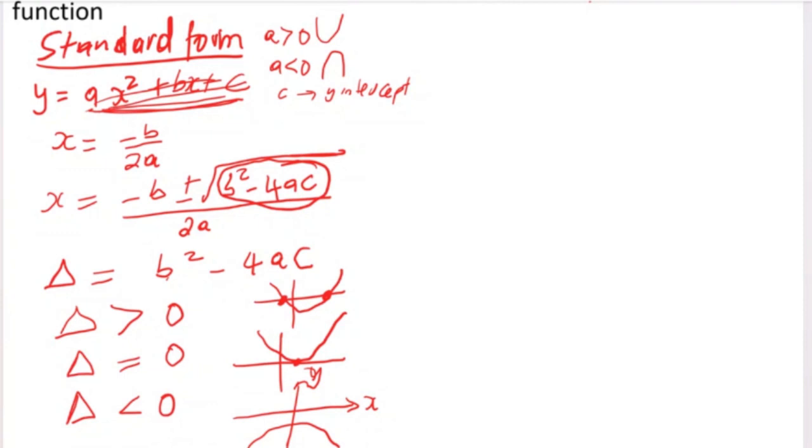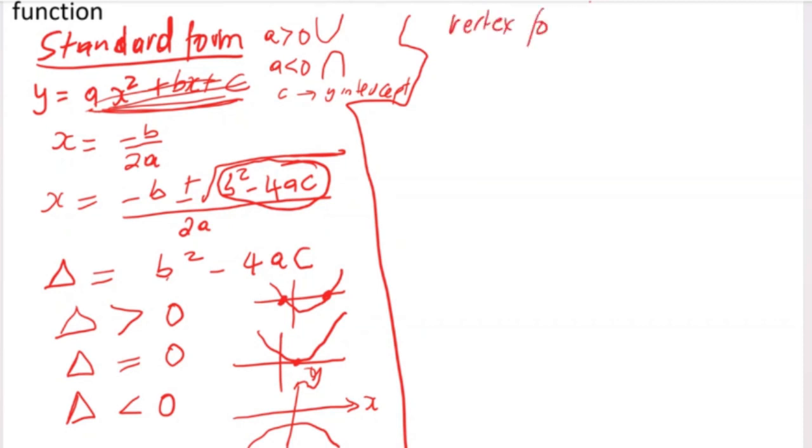Okay, and then we've got another form. Another form of a quadratic is the one that is called a vertex form. So there is a vertex form. A vertex form is when you've got a quadratic equation which looks like this: a into (x minus h) squared plus k. Sometimes you can get the quadratic equation in this form.